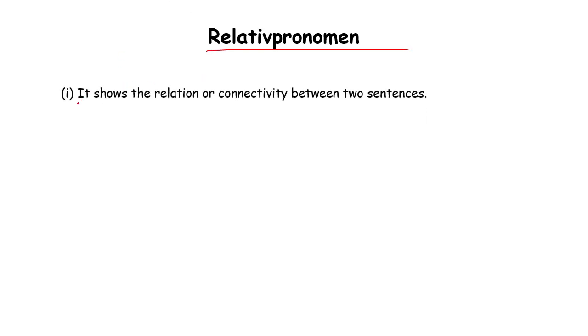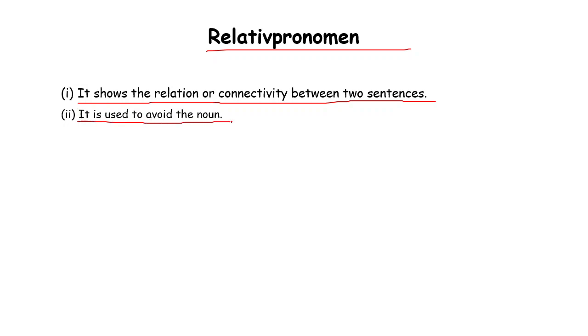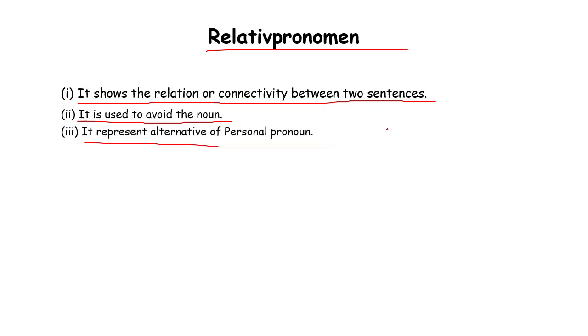It shows the relation and connectivity between two sentences. As we already know, we use Relativpronomen to combine two sentences. It is used to avoid repeating the noun, normally a personal pronoun. It represents an alternative to personal pronouns.